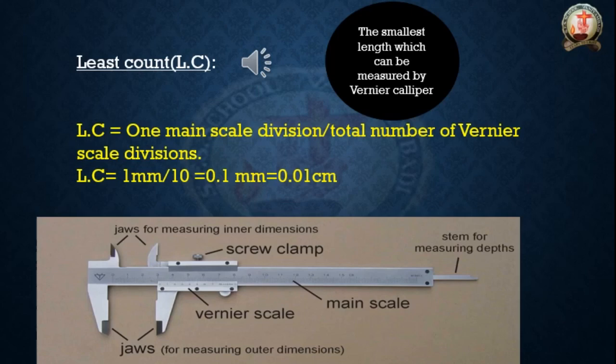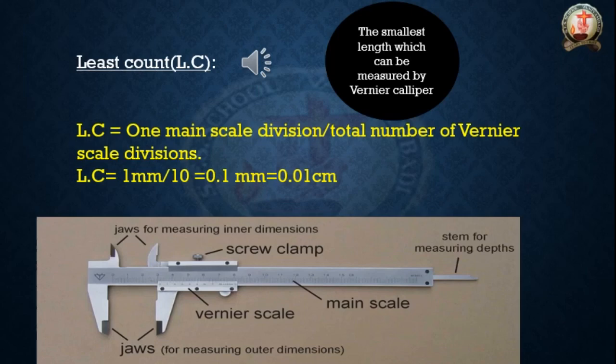On the main scale, so many divisions are there, like 1 millimeter, 2 millimeter, 3 millimeter. So what does one main scale division mean? 1 millimeter. So in the place of one main scale division I substituted 1 millimeter, divided by total number of vernier scale divisions.